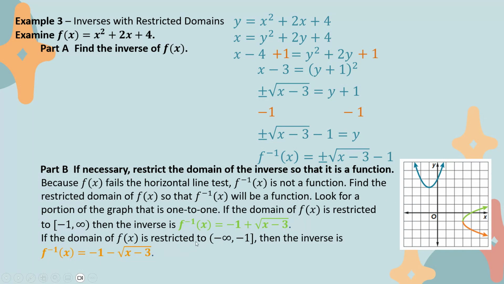If the domain of f of x is restricted to negative infinity to negative 1, then the inverse of f of x equals negative 1 minus square root of x minus 3. Or if you restricted it from negative 1 to positive infinity, then it's f inverse of x equals negative 1 plus the square root of x minus 3. So you have different functions depending on which one you restrict the domain to.